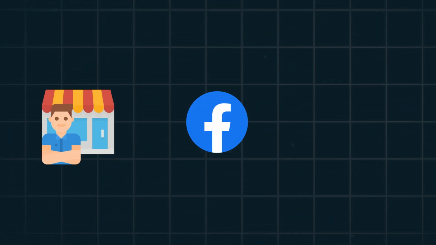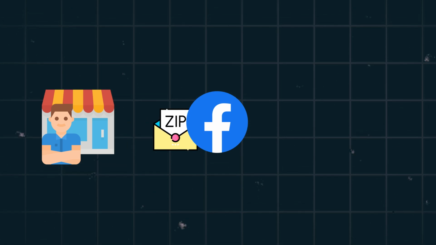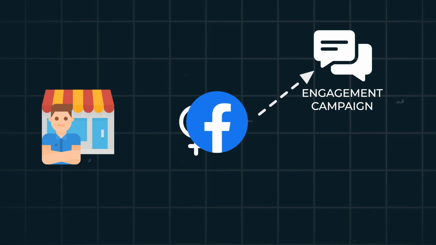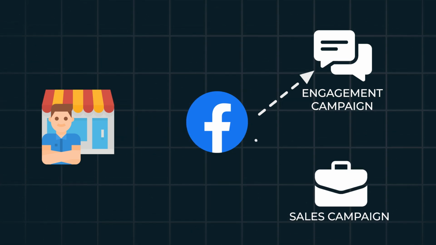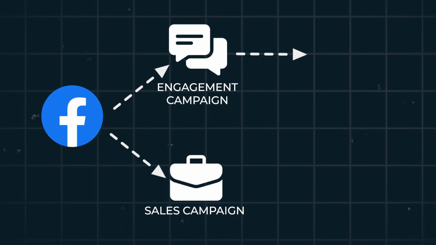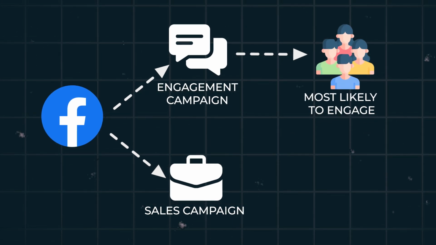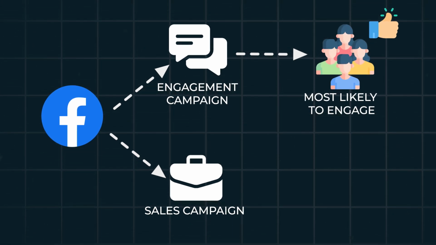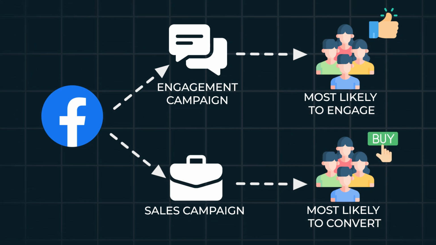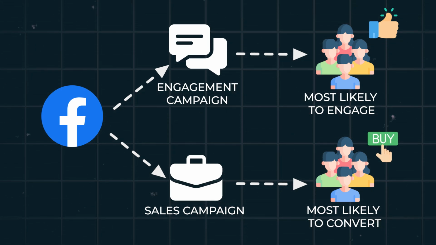So what do I mean by this? Let's say you tell Facebook, hey, I want to show my ad to women in this zip code with these 3 interests, and you run it as an engagement campaign. Then you run an ad to the same exact audience in a sales campaign. The difference in each campaign is that in the engagement campaign, Facebook is going to show the ad to people within the selected audience who are most likely to engage. Whereas in the sales campaign, Facebook is going to show the ad to people within the selected audience who are most likely to convert.